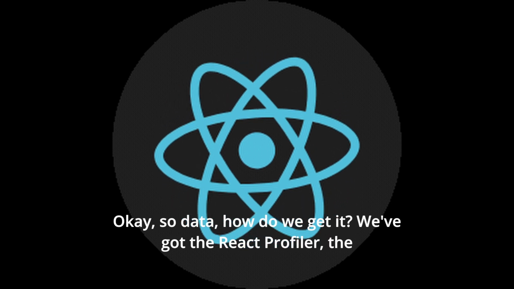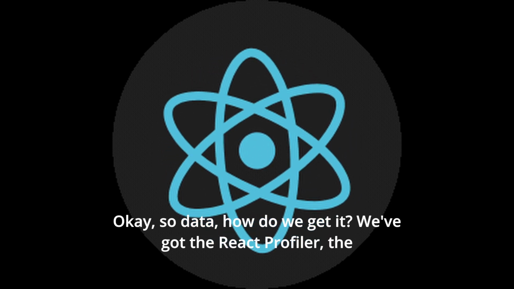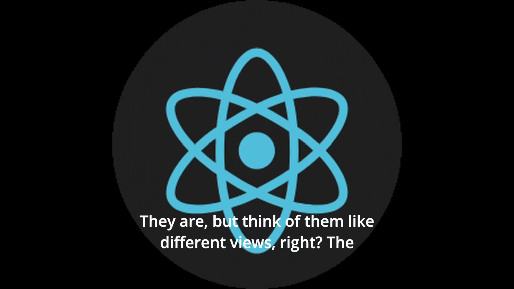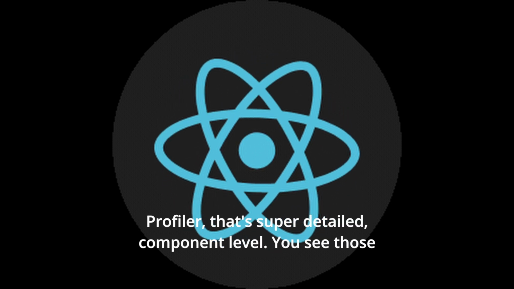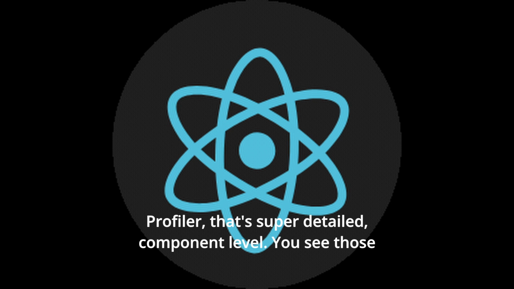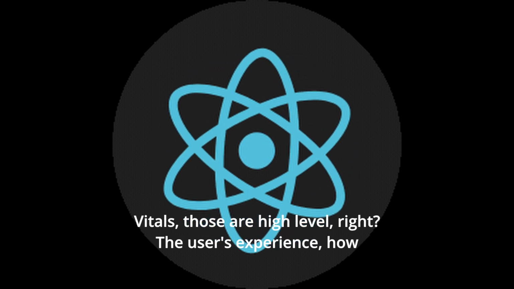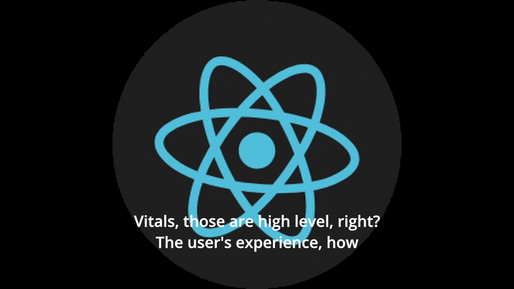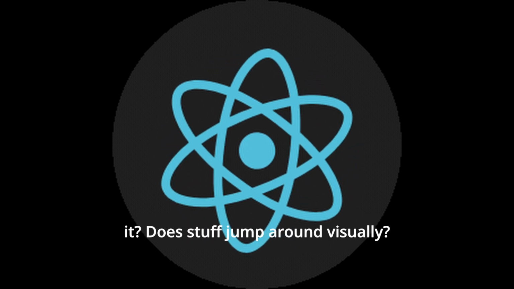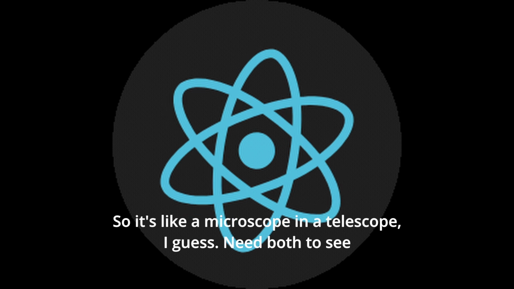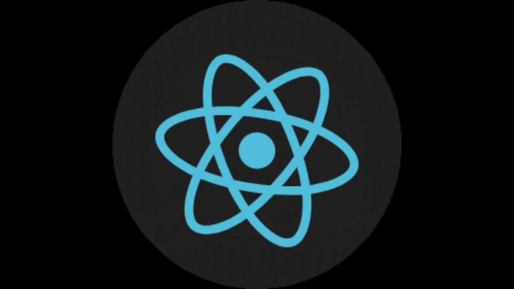Okay, so data. How do we get it? We've got the React Profiler, the Core Web Vitals. Are those our main tools? They are. But think of them like different views, right? The profiler, that's super detailed, component level. You see those bottlenecks, how everything's interacting. But then the Core Web Vitals, those are high level, right? The user's experience: how fast the page loads, how responsive is it, does stuff jump around visually. So it's like a microscope and a telescope, I guess. Need both to see the whole picture.